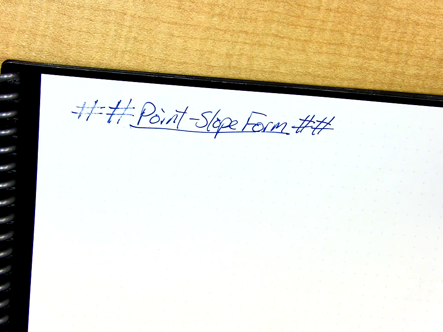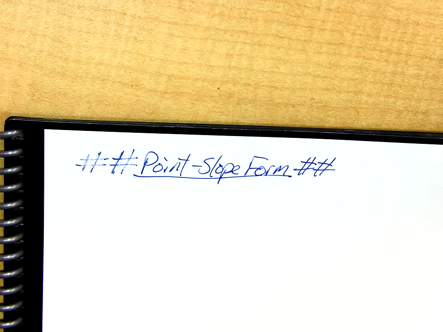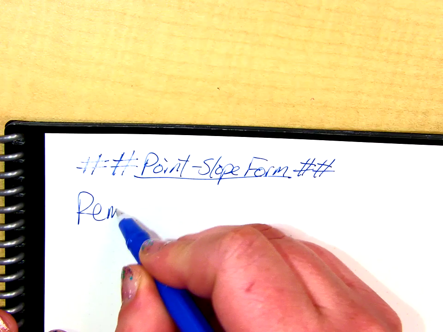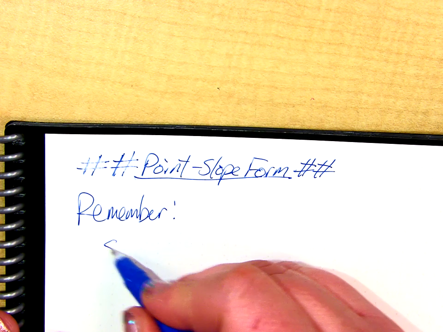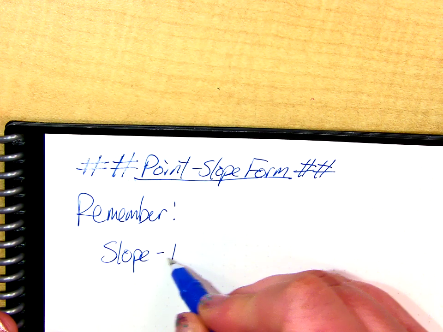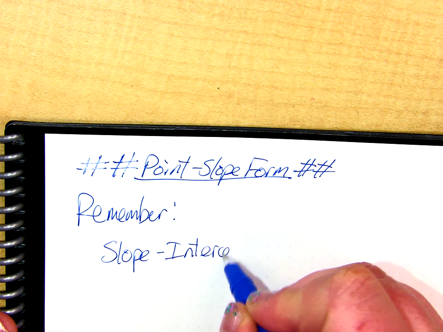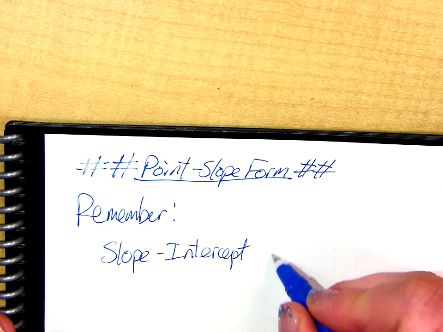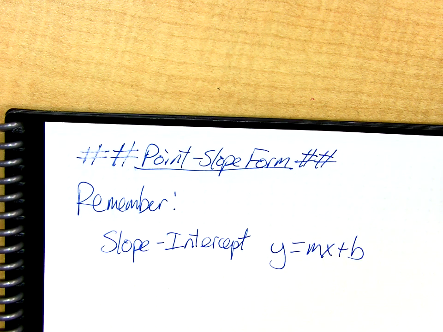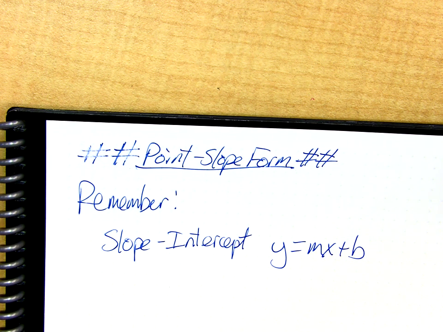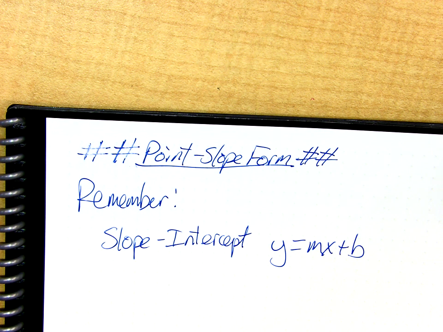Today we are talking about point-slope form. So this is the third form of a line. Let's just recap the ones we've already talked about. Remember, the first one was called Slope-Intercept Form, and that is y equals mx plus b. So that's the first form that we learned. You know that m is the slope, b is the y-intercept.